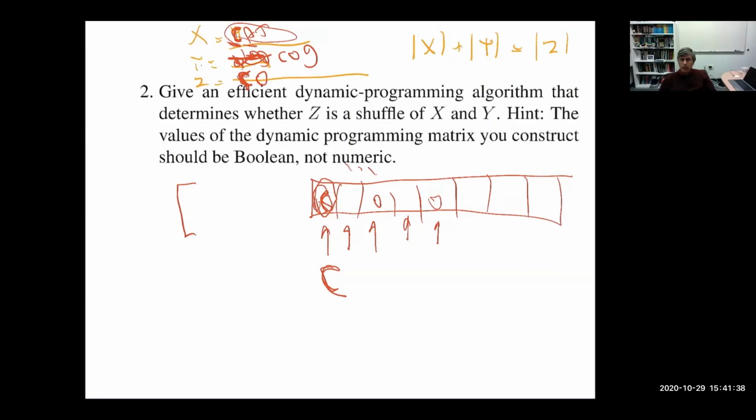Okay? Does everybody see you can't make that decision of which C to use by just looking at the beginning? Because they both begin with C. And if Z began CO, then you'd better have taken the first C from Z. Does everybody kind of see that?